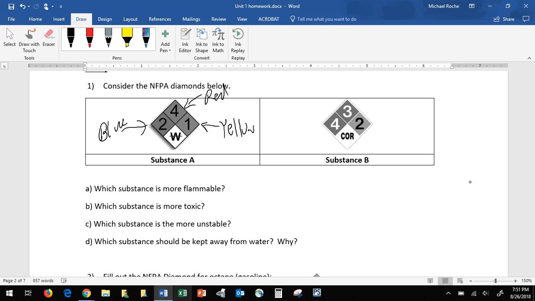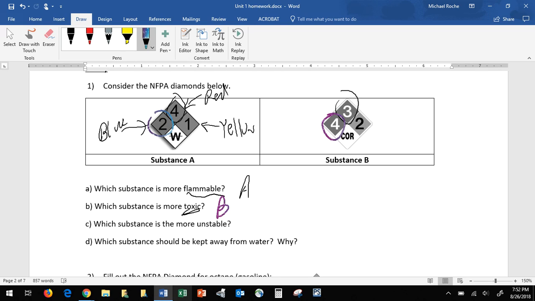So which substance is more flammable? You're looking at the red ones, the difference between here and here. You can see that substance A has a higher number, so that would be substance A. Which substance is more toxic? Toxic meaning bad for your health, so you're looking at blue. Nope, that's purple. Anyway, the blue there is higher than the blue there, so that would be substance B.